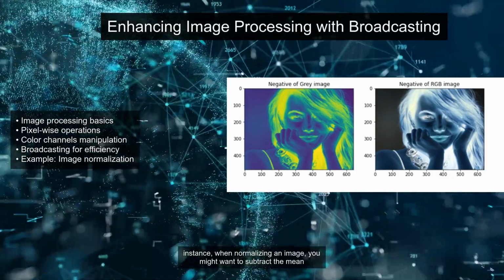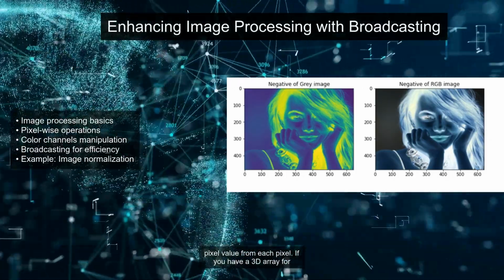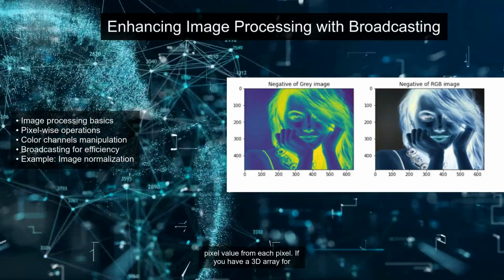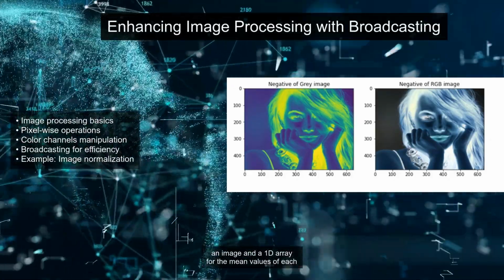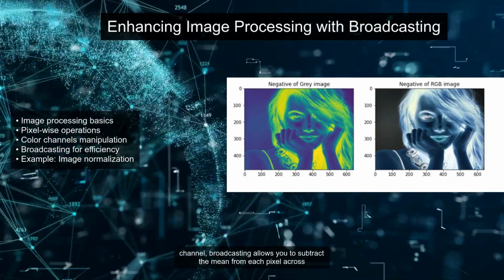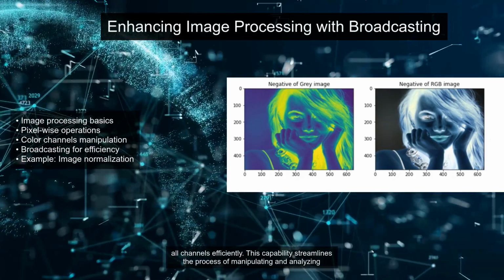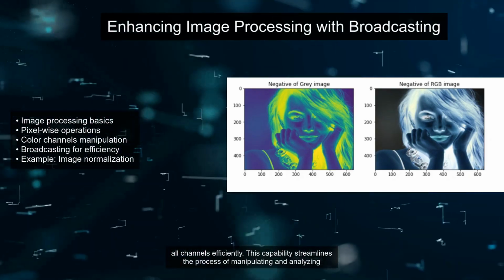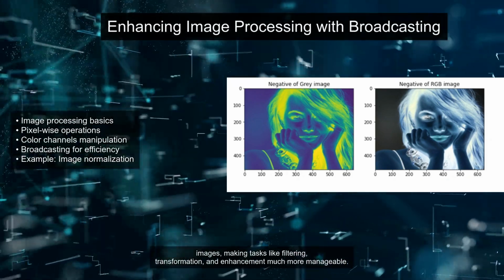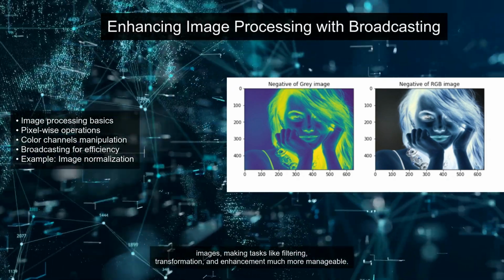For instance, when normalizing an image, you might want to subtract the mean pixel value from each pixel. If you have a 3D array for an image and a 1D array for the mean values of each channel, broadcasting allows you to subtract the mean from each pixel across all channels efficiently. This capability streamlines the process of manipulating and analyzing images, making tasks like filtering, transformation, and enhancement much more manageable.